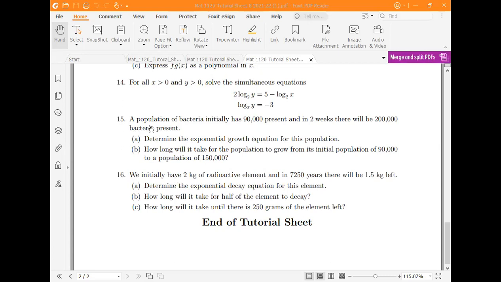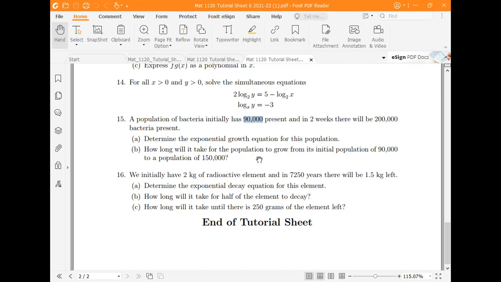If you look at question 15, a population of bacteria initially has 90,000 present, and in 2 weeks, there will be 200,000 bacteria present. So this means that your initial is 90,000. Okay, and then you want to see how many bacteria are going to be there in 2 weeks' time. So you understand that there is some function here that is moving this number from 90,000 to 200,000.